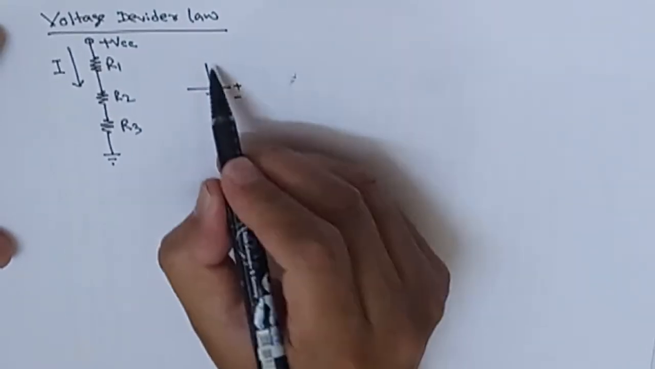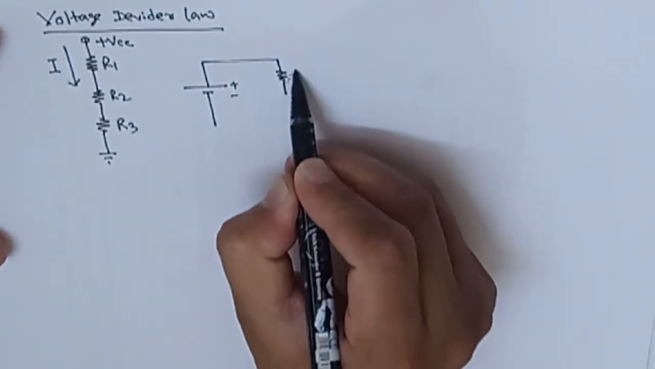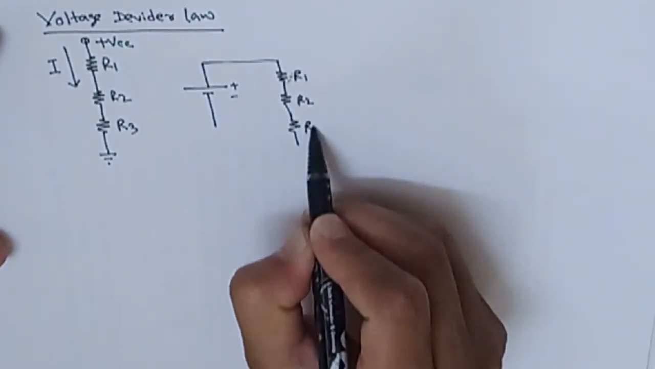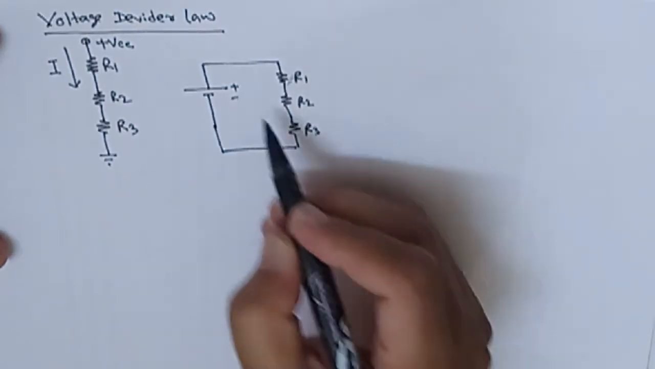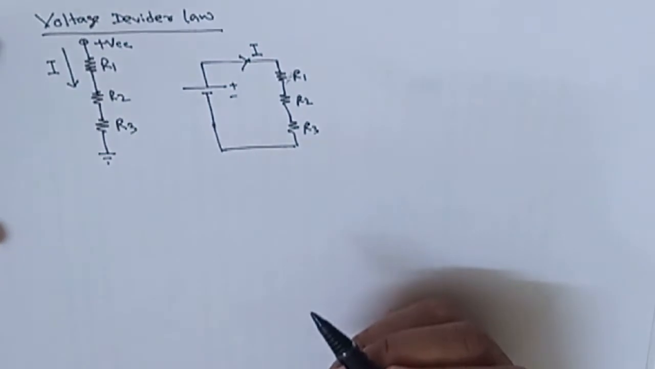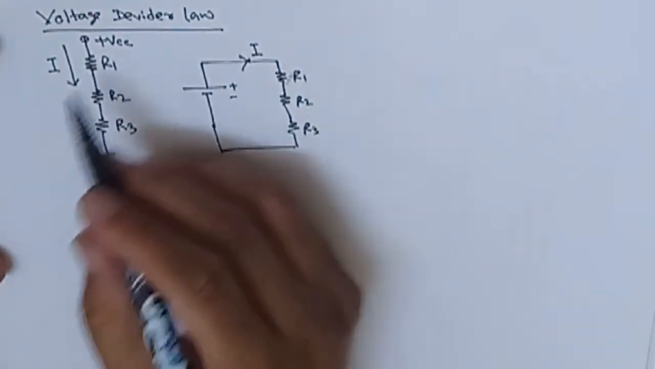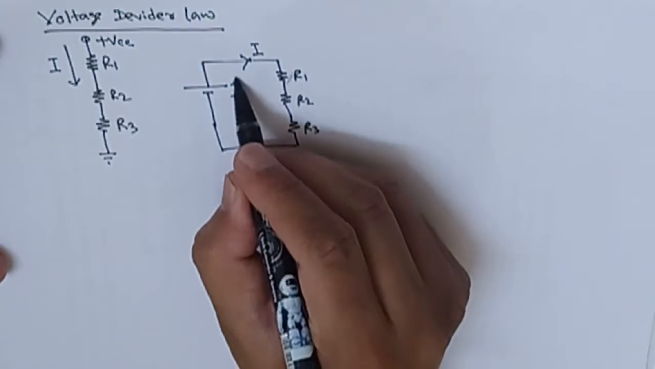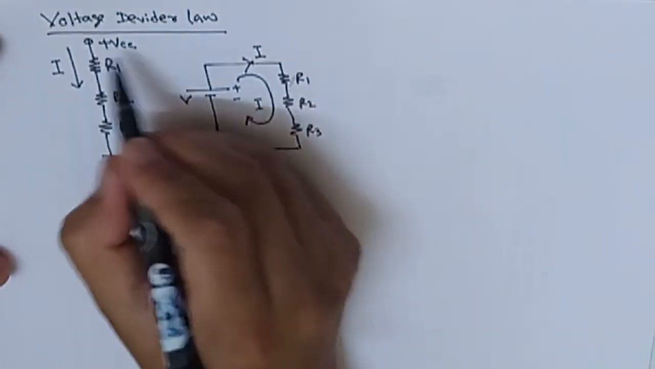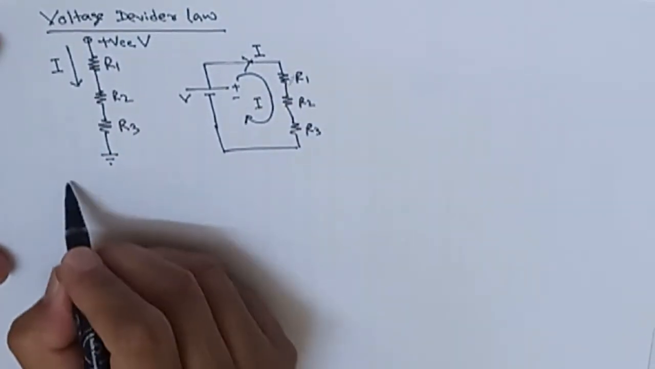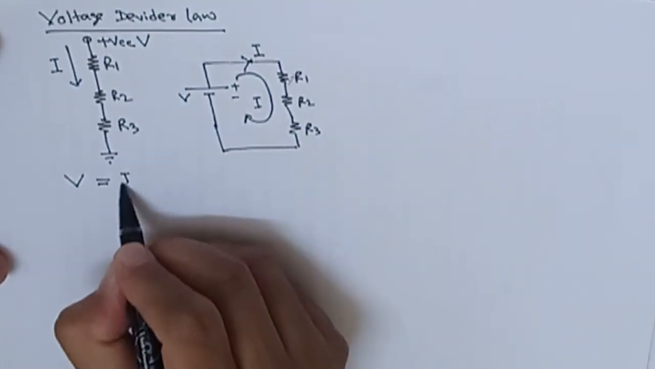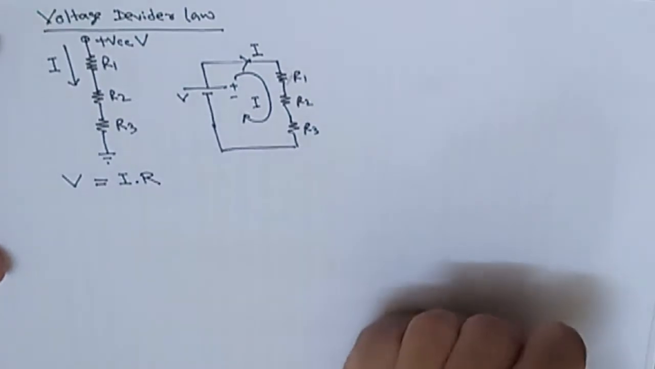This is the plus, this is the minus. R1, R2 and R3, and the current I is going from this side. Now here, first we have to calculate the current passing through this circuit, plus to minus. How much is the current? Suppose this one is the V voltage, the same as the VCC. So V equal to I into R. This is the Ohm formula.